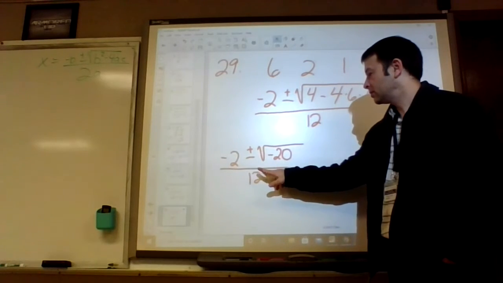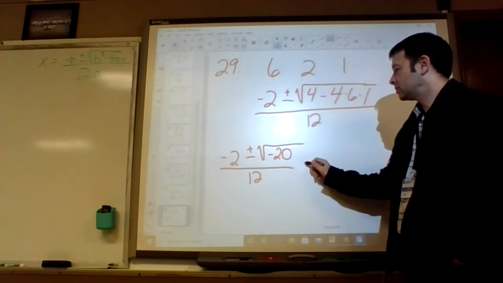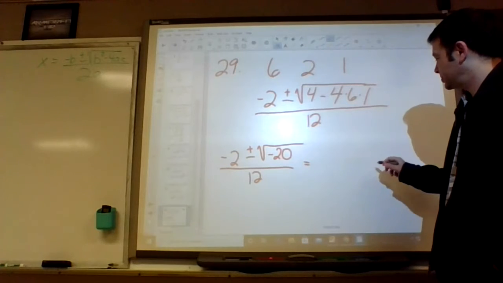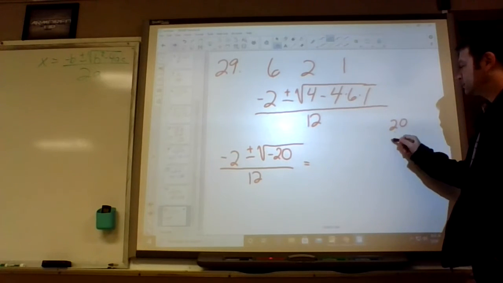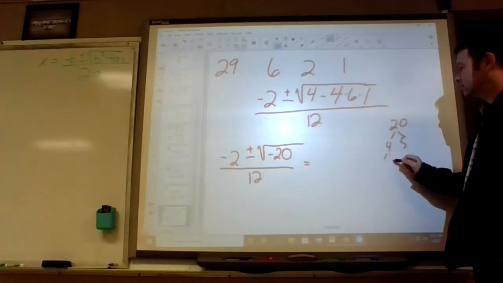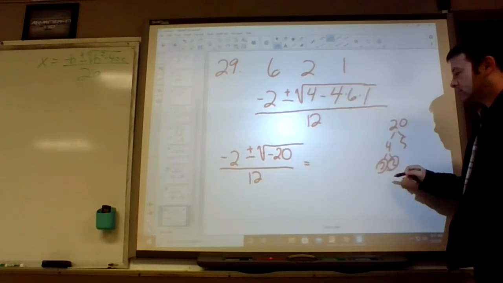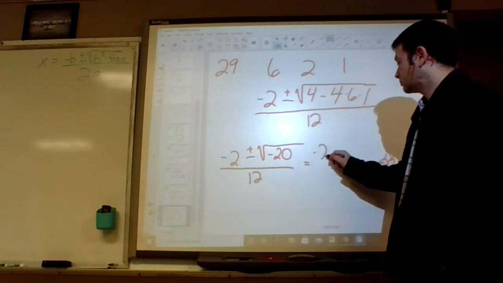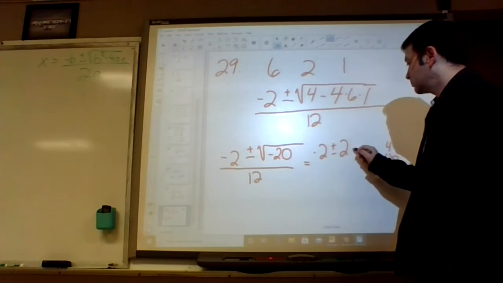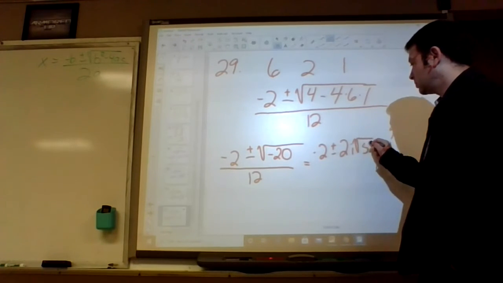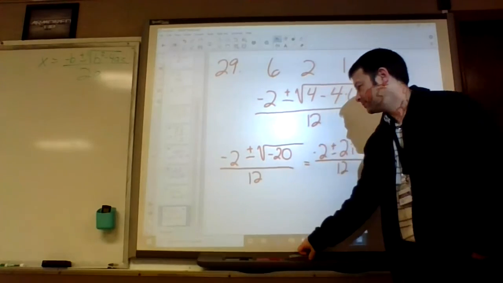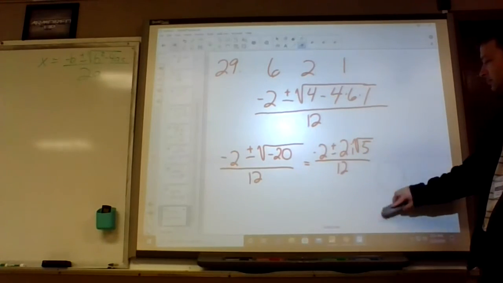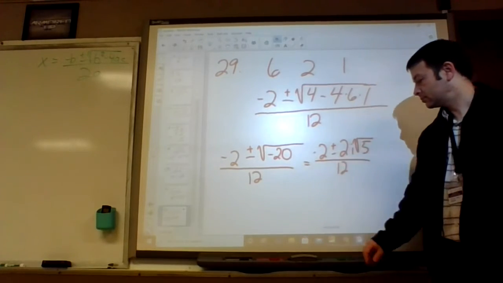Negative 2 plus or minus square root of negative 20 over 12. What does square root of 20 simplify to? 2 root 5, so we have negative 2 plus or minus 2i square root of 5 over 12. Alright, what else on this one? You can divide by 2.